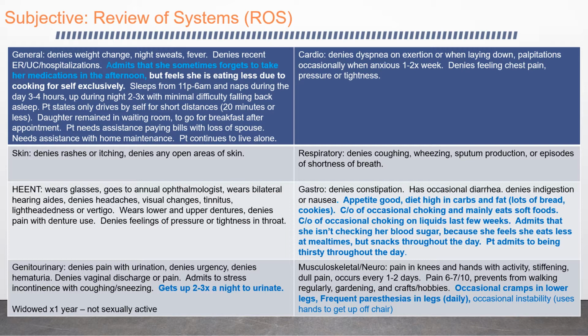She does get up 2 to 3 times a night to urinate, but she attributes this to aging. Reviewing musculoskeletal and neuro, it's important to ask if they have any areas of numbness, inability to speak, tingling, tremors, fainting. She does note that she gets pins and needles in her legs that can sometimes be painful on a daily basis. She does get cramps in her lower legs as well, and she attributes these changes to instability.